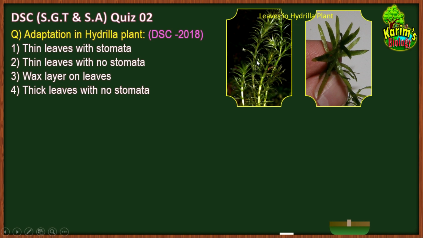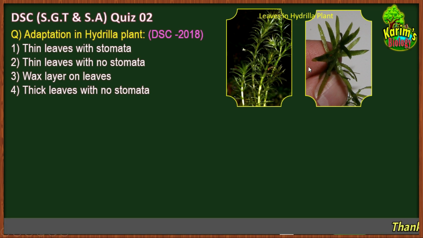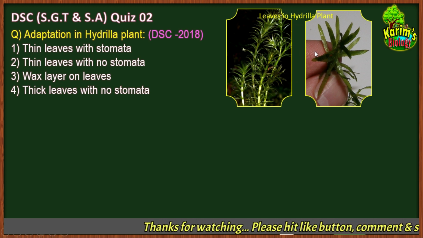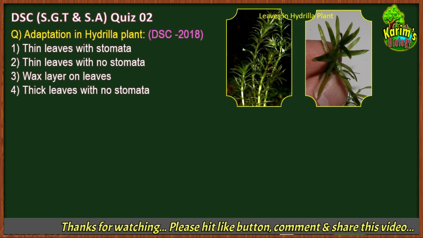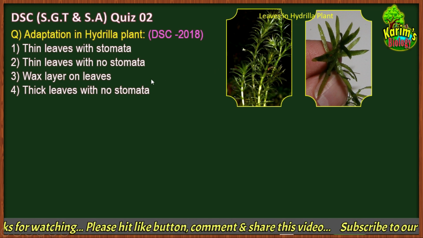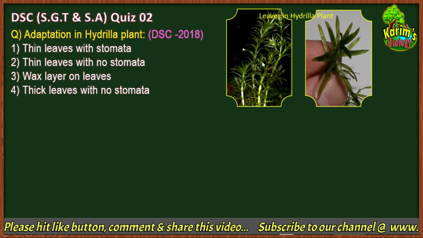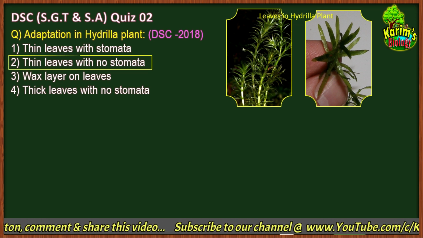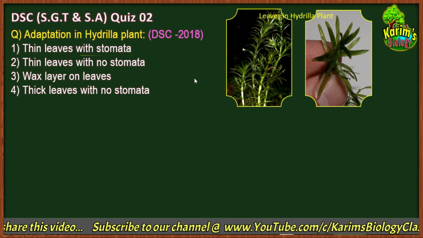To answer this question, let us have a close look at the leaves of hydrilla plant. So these are the leaves of hydrilla plant. If you look at the leaves, these leaves seem to be thin, and when it comes to the stomata, as it is a hydrophyte, there is no need to have stomata in hydrilla plant because the hydrilla plants are completely submerged in water. They are submerged hydrophytes, so there is no need to have separate stomata for the gaseous exchange. So the correct option here will be thin leaves with no stomata.